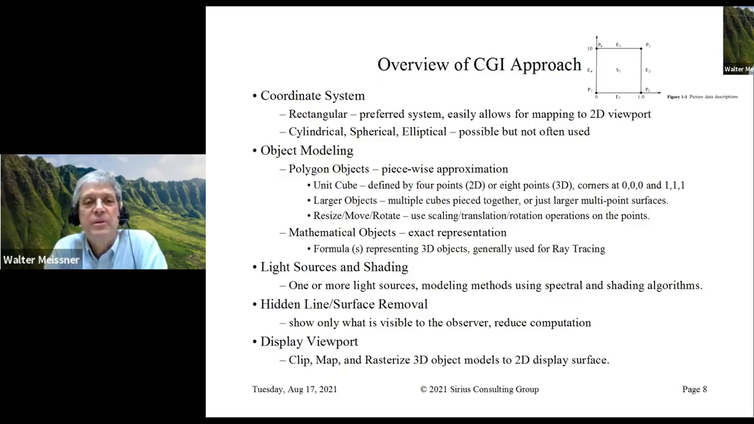So the overview of computer graphics image generation is, people work with a coordinate system. I guess there's many possibilities, but most people stick with rectangular. And it easily allows for mapping to a 2D viewport. For object modeling, there's really two ways to do it. One is with polygon objects, and the other one is with mathematical objects. So polygon objects are a piecewise approximation. One way is to have a unit cube defined by 4 points in 2D or 8 points in 3D with the corners at 0, 0, 0 through 1, 1, 1.